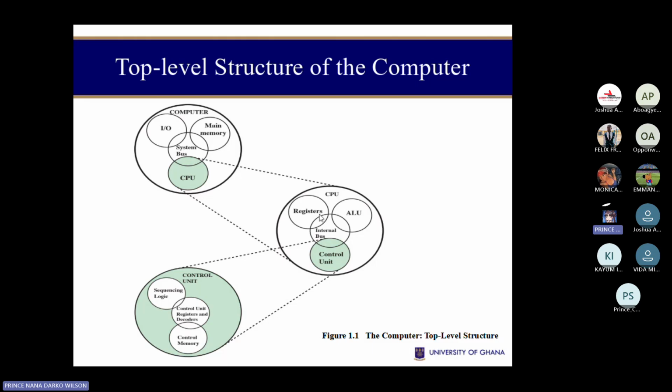Then, breaking down the CPU, we have other regions. There is the internal bus of the central processing unit that connects three regions: the registers, the arithmetic logic unit, and then the control unit.